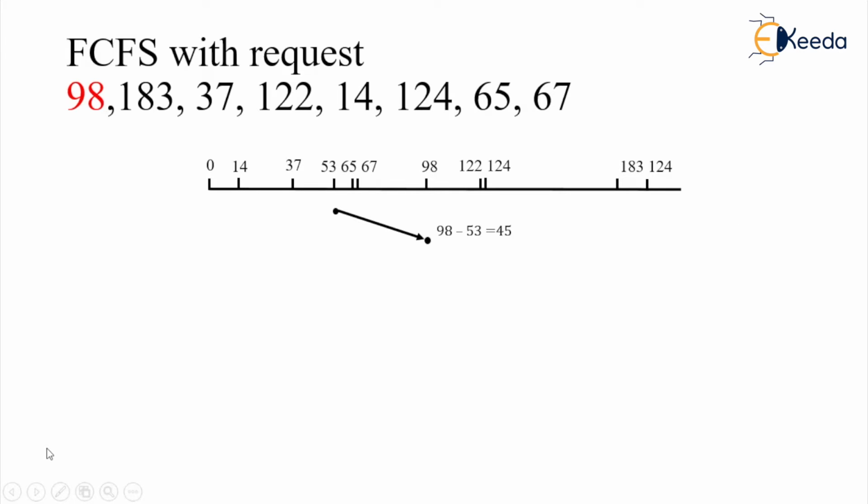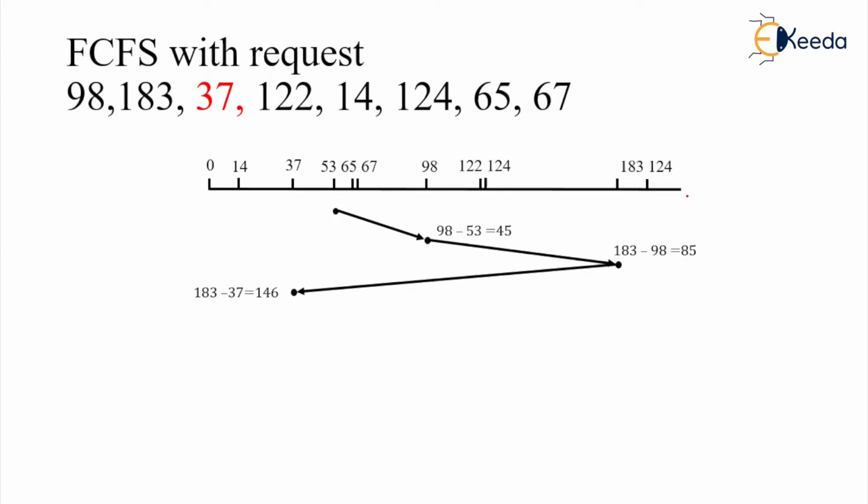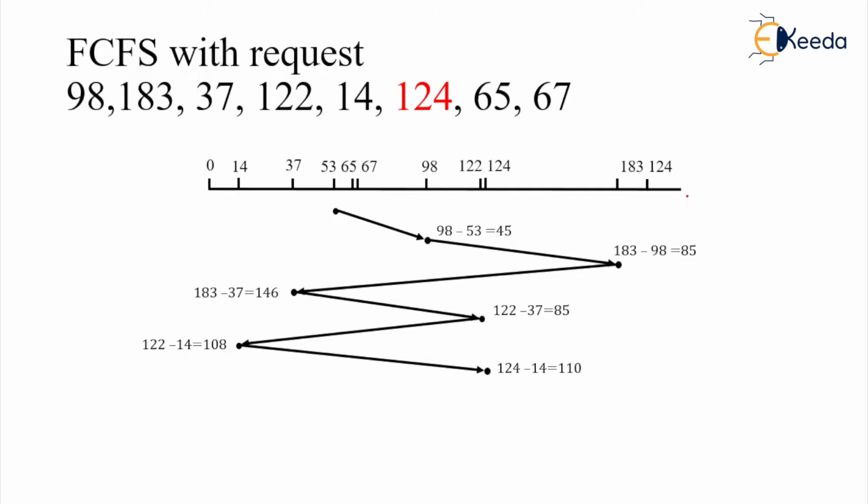So 98 is the first one, and this is our total head movement. 45 is the first movement. The second one is 183, which causes 85 head movement. Then 37, which is 146, then 122, then we get to 14, then 124, and then from 124 to 65.